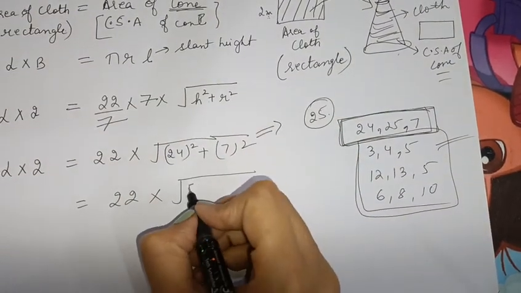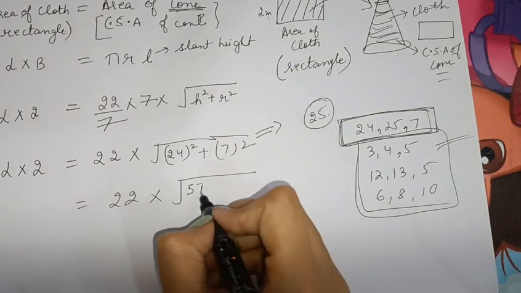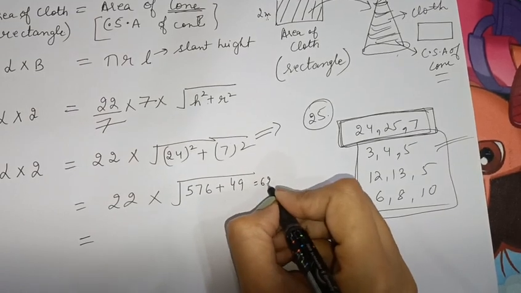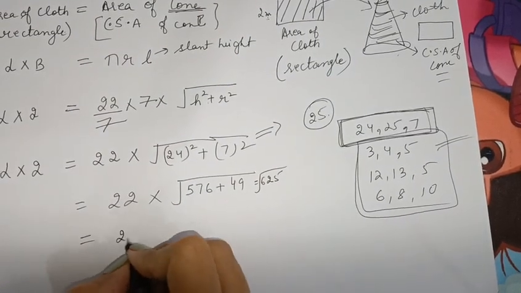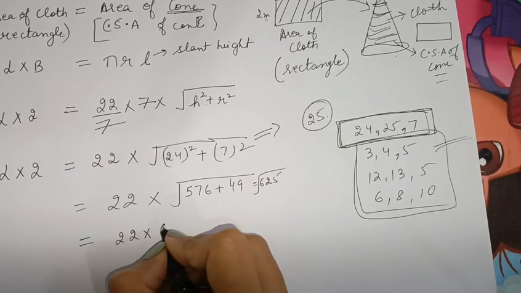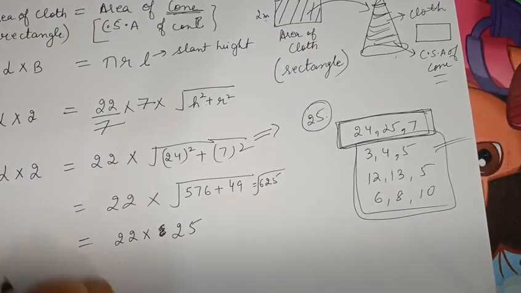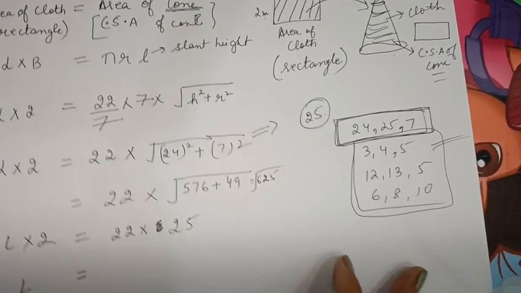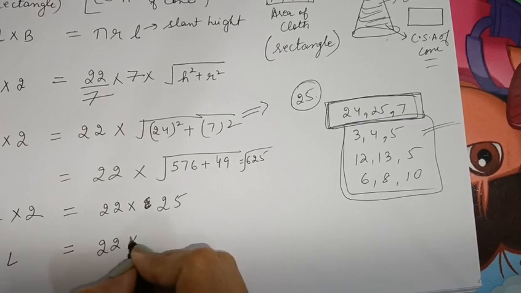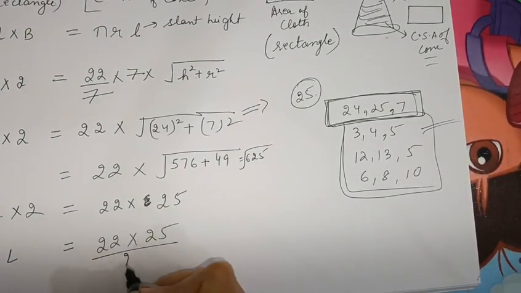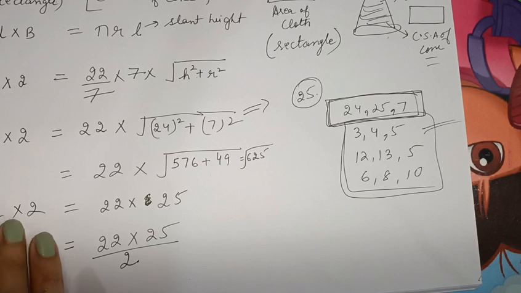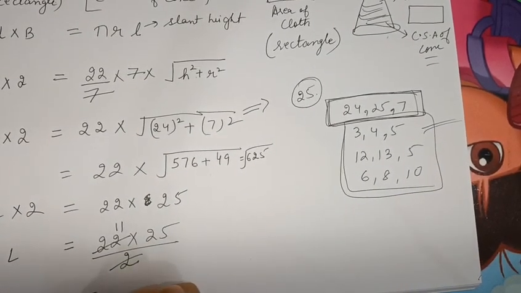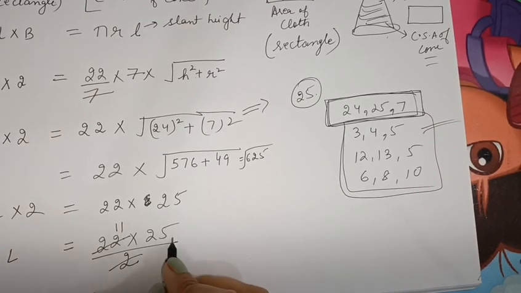So I'll just solve it for you people. In some previous question we did already. So this is 576 plus 49. When you solve it, it will become 625, and the square root of 625 is 25. So 22 into 25, I am writing directly, equals L into 2. This 2 also let's shift to the other side. When we shift it to the other side, it will get divided. So 2 you can write here. Here it is getting multiplied. So 2 you can cancel. 2 into 11 is 22. Again that trick only we will use. So L is equal to 11 into 25.